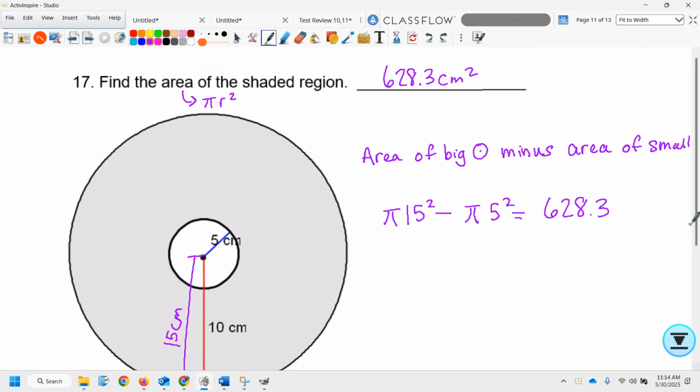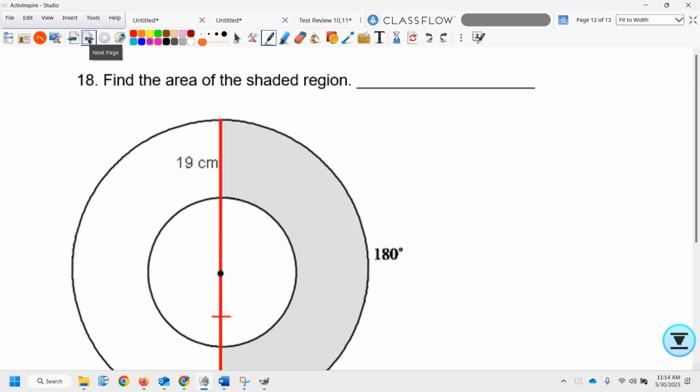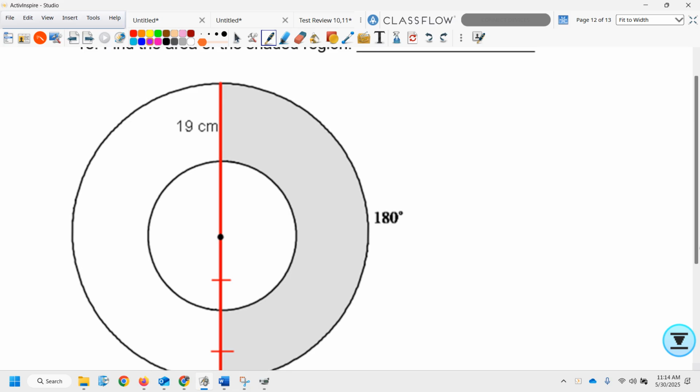All right, sorry for my scrolling. All right, again, not going to be a proportion, okay? It's going to be half big circle minus half small circle. That's how we're going to set this up.